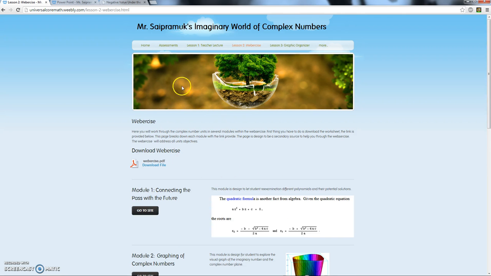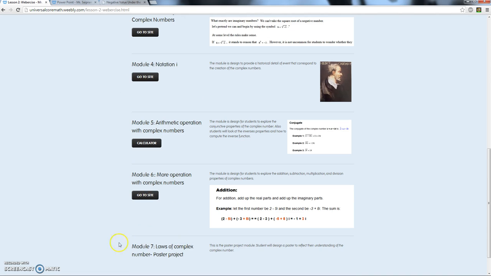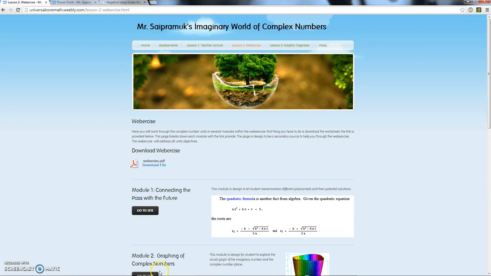I think the beautiful part about the website here, it's broken into different modules that kids can actually do over a given period of time. But besides that, yeah, this is basically it.